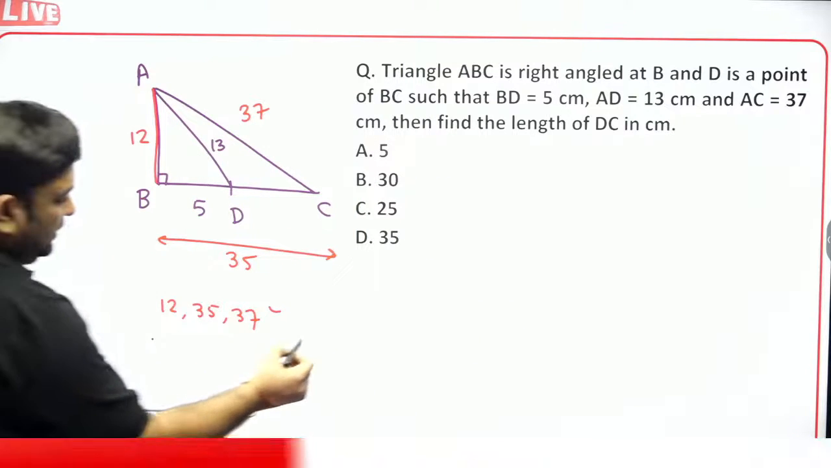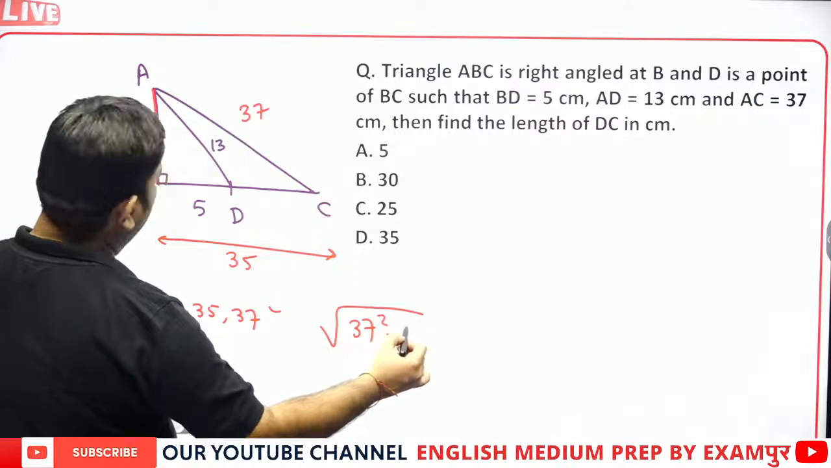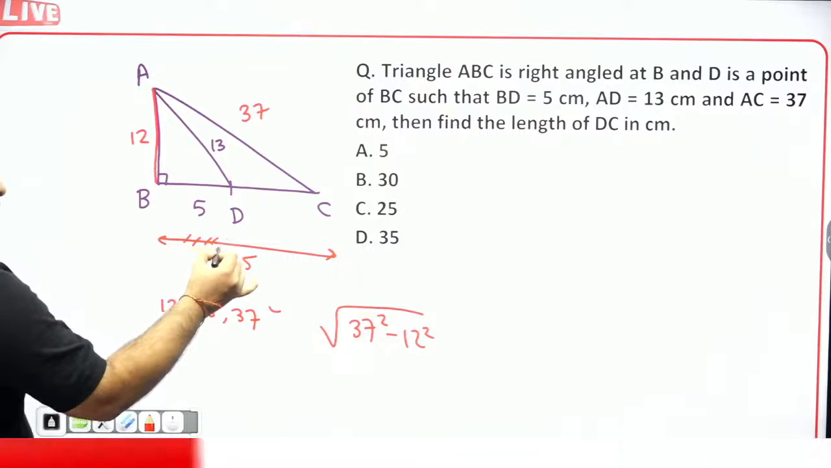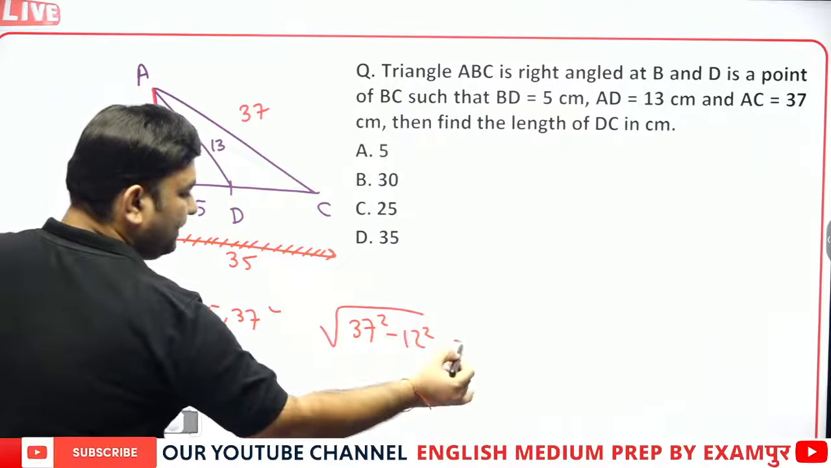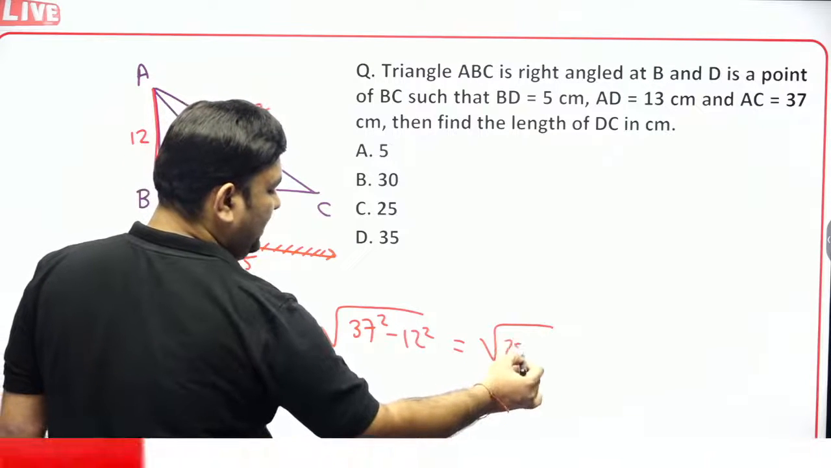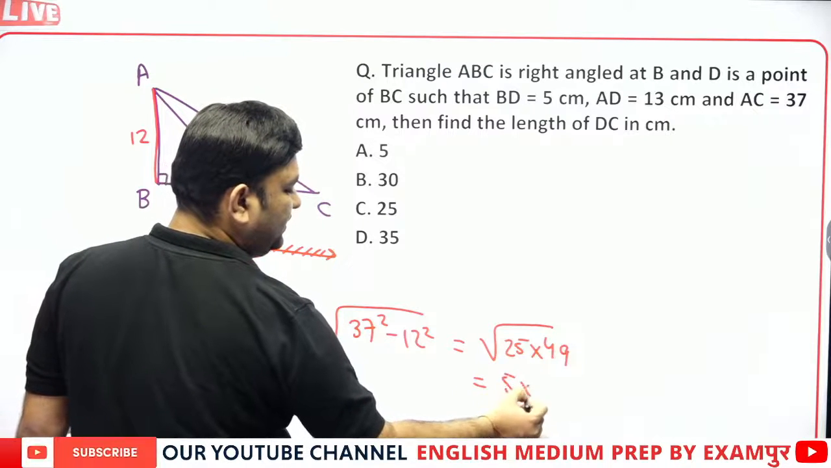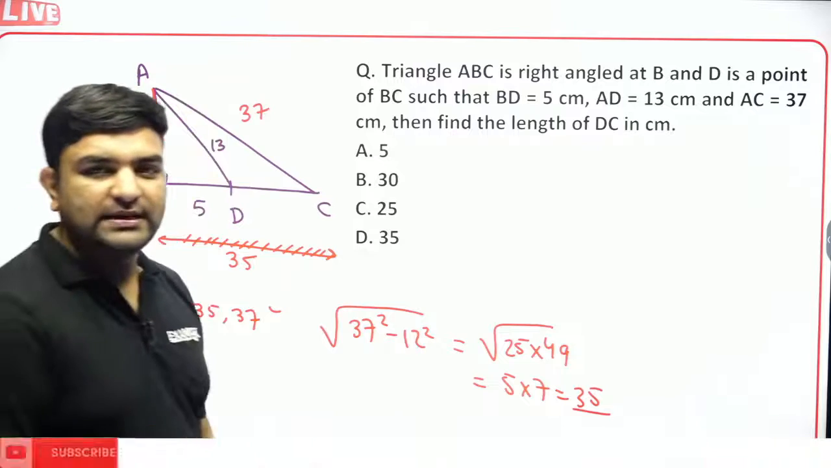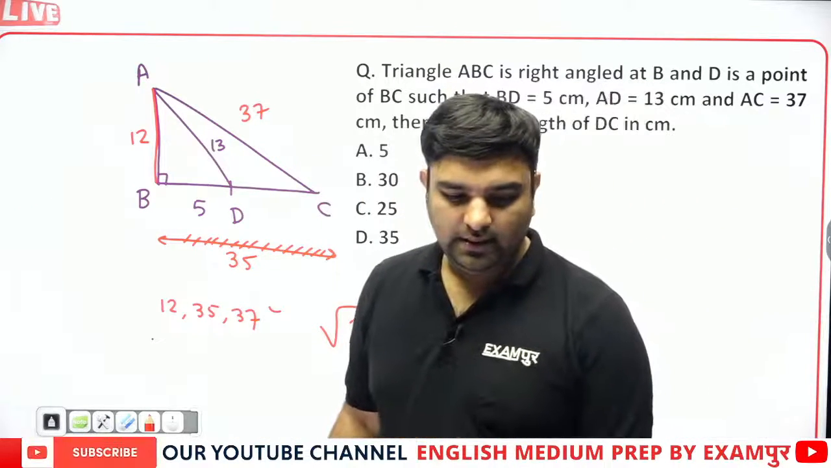The Pythagoras is going to be under root of 37 square minus 12 square. For finding this side, you can do under root of 37 square minus 12 square. A minus B is 25, A plus B is 49, which is 5 into 7, 35. Even if you don't know the triplets, guys, finding the third side is damn easy.